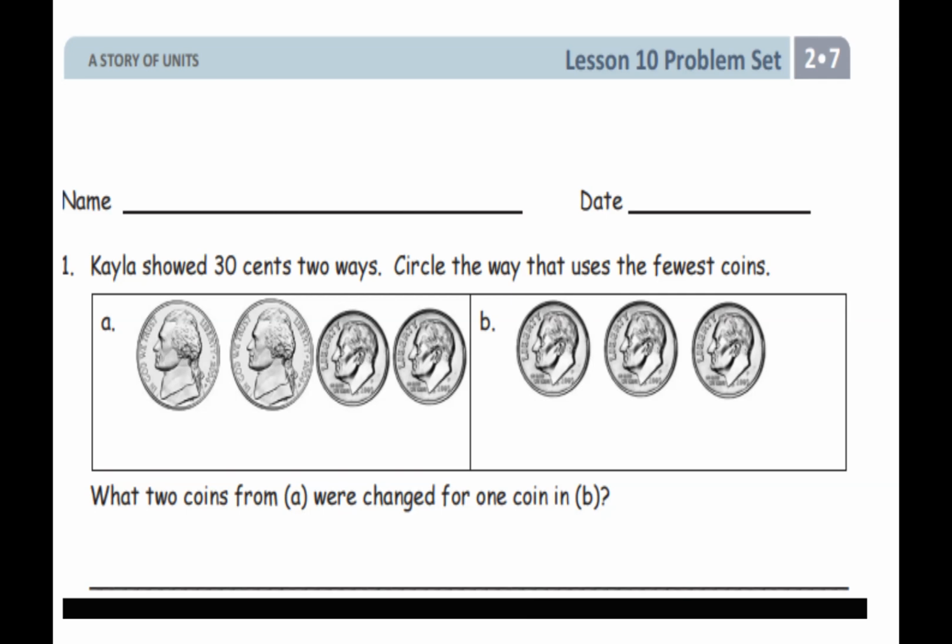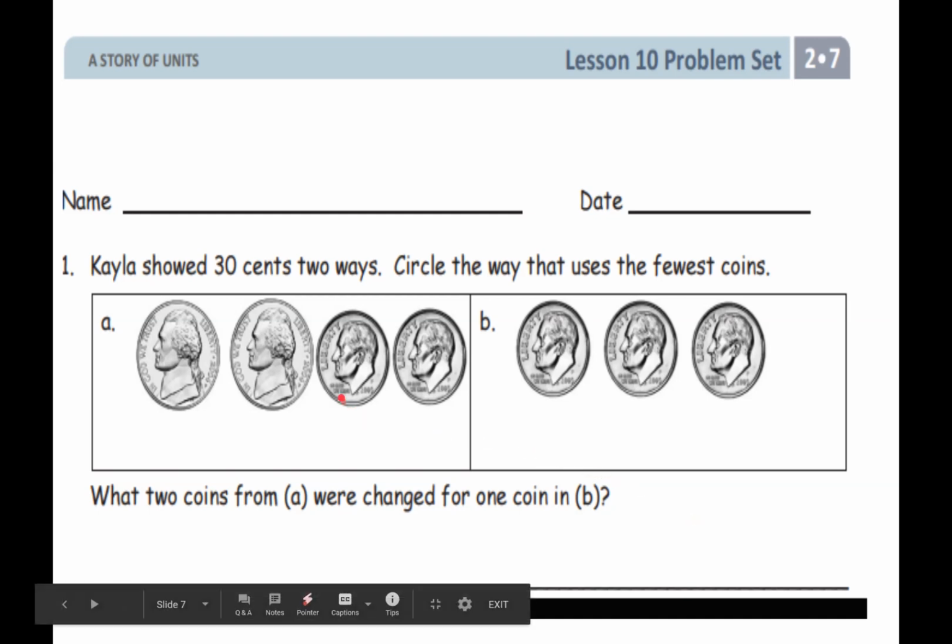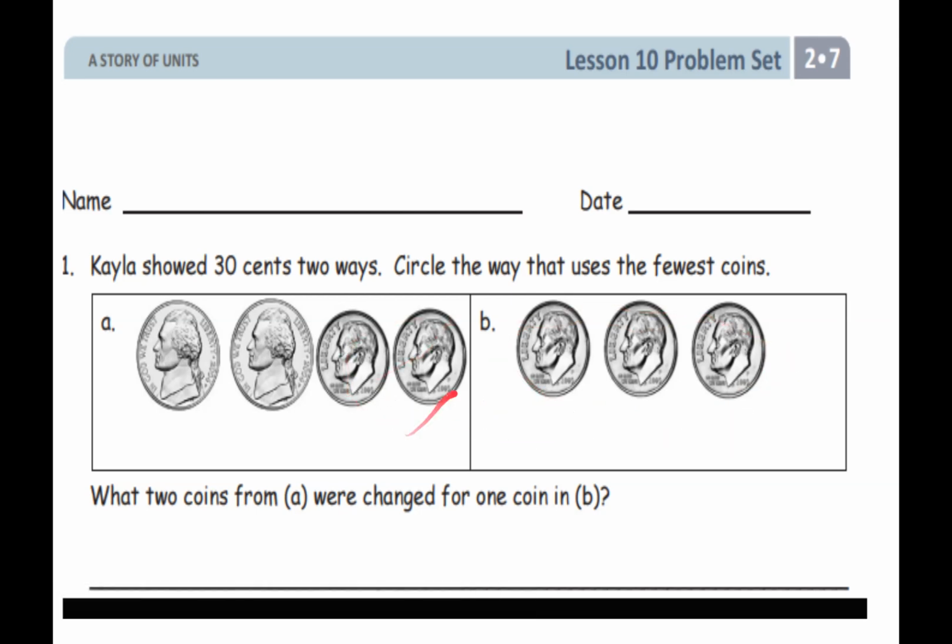So Kayla first used 2 nickels and 2 dimes, and then she used 3 dimes. So what's the same about group A and group B? Dimes, right? Because group B only has dimes. Group A also has dimes. So maybe I could circle 2 dimes here, and I could circle 2 dimes here. But then what's different? That means that there's 1 dime here and 2 nickels here. Oh, so what was changed? 2 nickels, which equal 5 cents each. 5 plus 5 makes 10 cents.